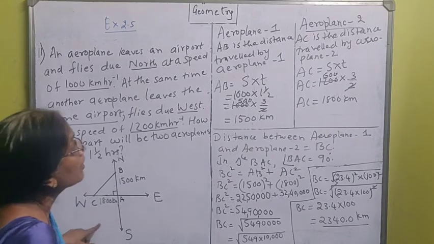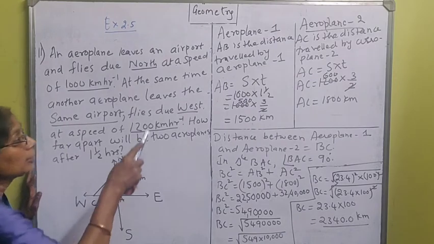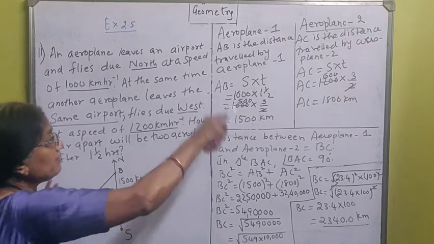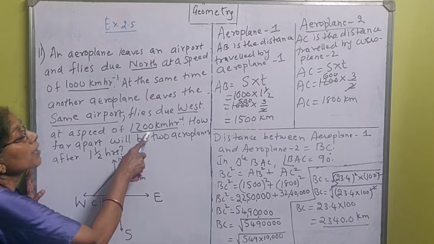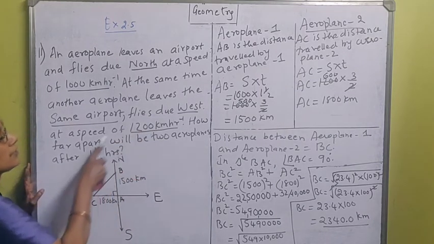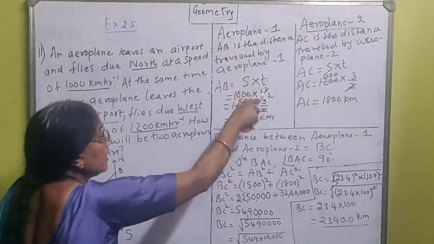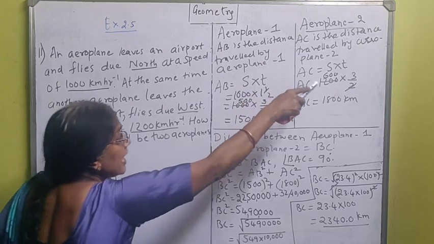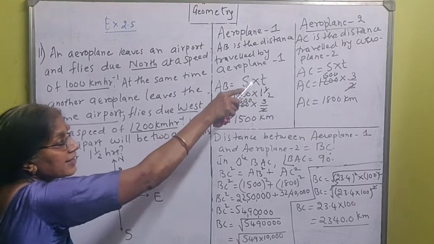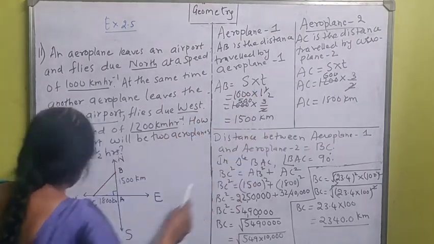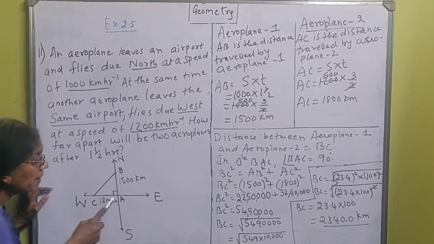Similarly, we will find AC. AC is the distance travelled by aeroplane 2. Same formula: speed into time. How much is the speed given for the second aeroplane? 1200 km per hour. So 1200 km into, I have already converted 1.5 into the improper fraction, the same I will take, 3/2. 1200 and 2 can be cancelled. 600. 600 into 3 is equal to 1800 km. The directions are always perpendicular to each other.